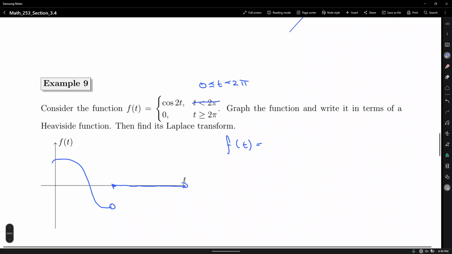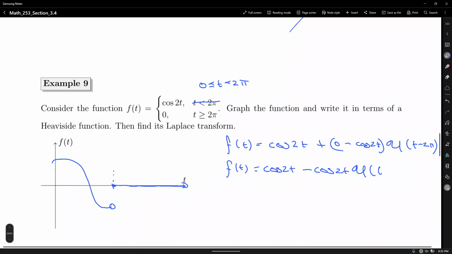Where do we start? Cosine 2t. And then what happens at 2 pi? Turn off, turn on, and turn off: u of t minus 2 pi. What do we turn on at 2 pi? Do we turn off the cosine 2t? Check this out: f of t equals cosine 2t minus cosine 2t times u of t minus 2 pi.